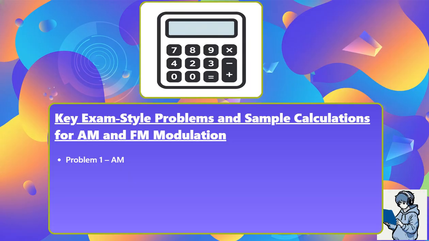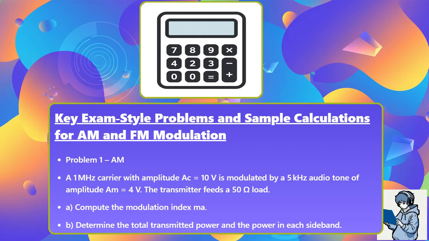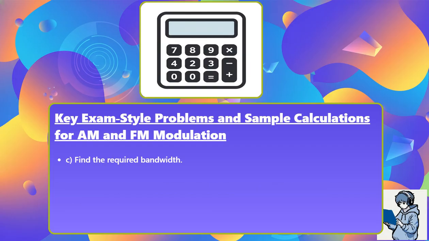Problem 1, AM. A 1 MHz carrier with amplitude A_C equals 10 volts is modulated by a 5 kHz audio tone of amplitude A_M equals 4 volts. The transmitter feeds a 50 ohm load. A. Compute the modulation index M_a. B. Determine the total transmitted power and the power in each sideband. C. Find the required bandwidth.